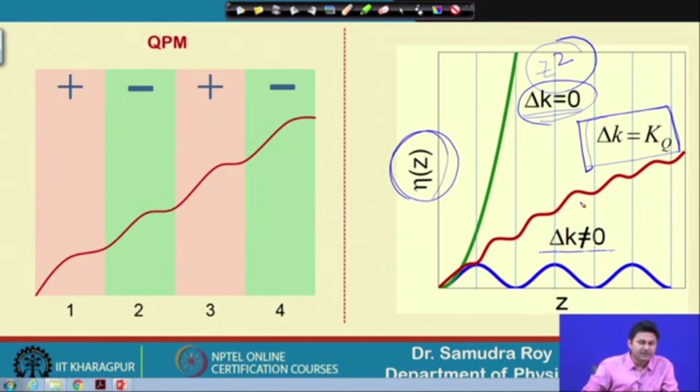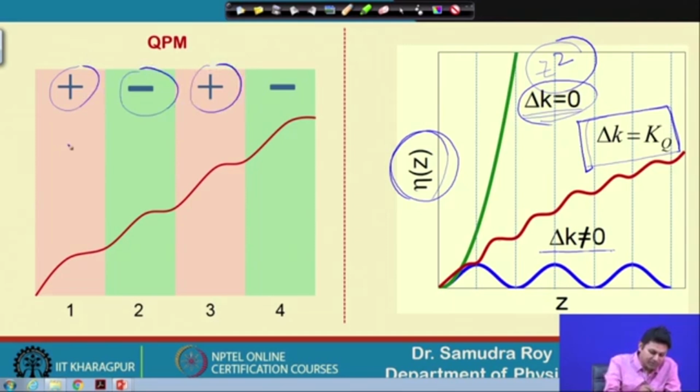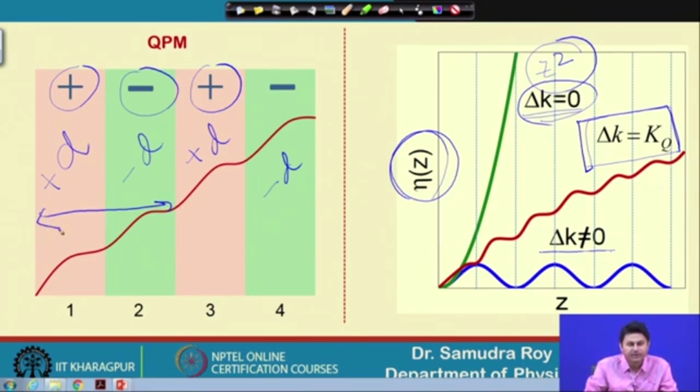This is the figure on the left-hand side, where the plus and minus signs designate the nonlinearity of the system. Here the nonlinearity d value is plus, here it is minus, here again plus, here minus, and so on, and we have a period here. In one period the variable d goes from plus to minus. Once we have this kind of structure, this minus d gives rise to additional phase, and this compensates delta k. That is the idea.